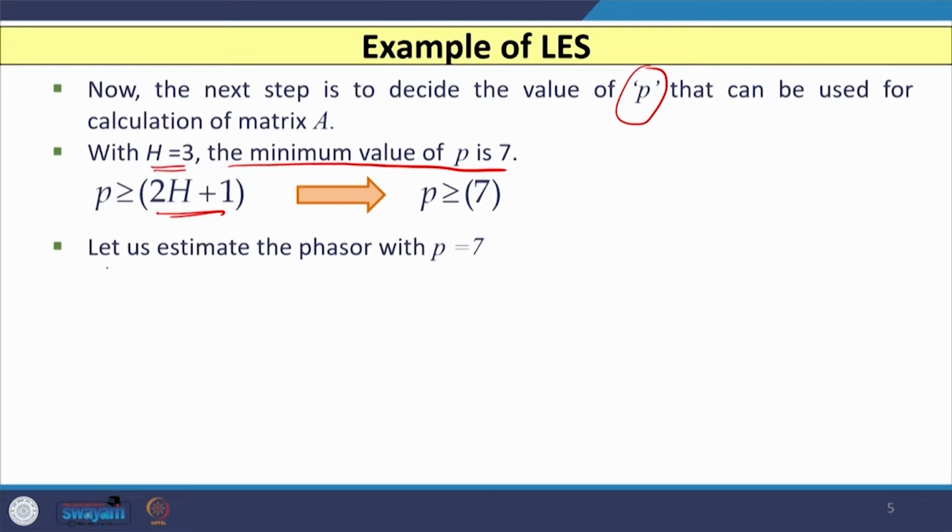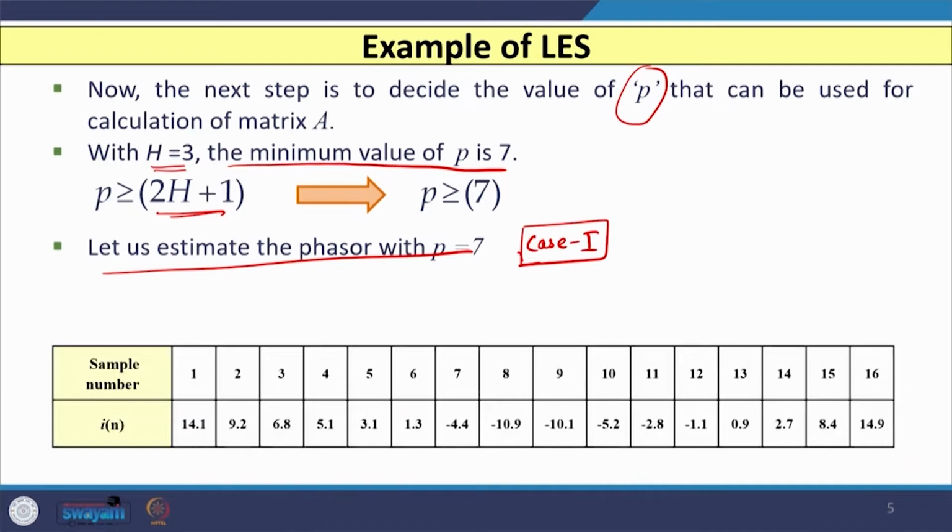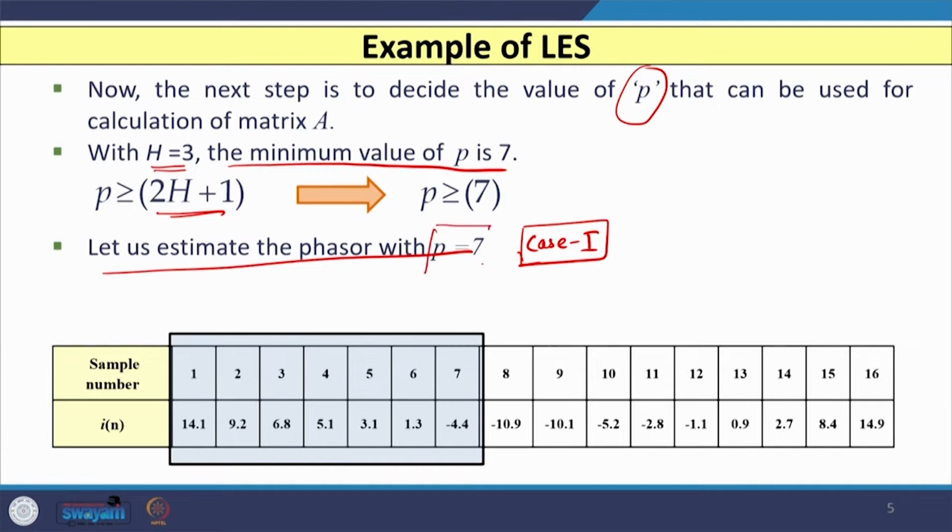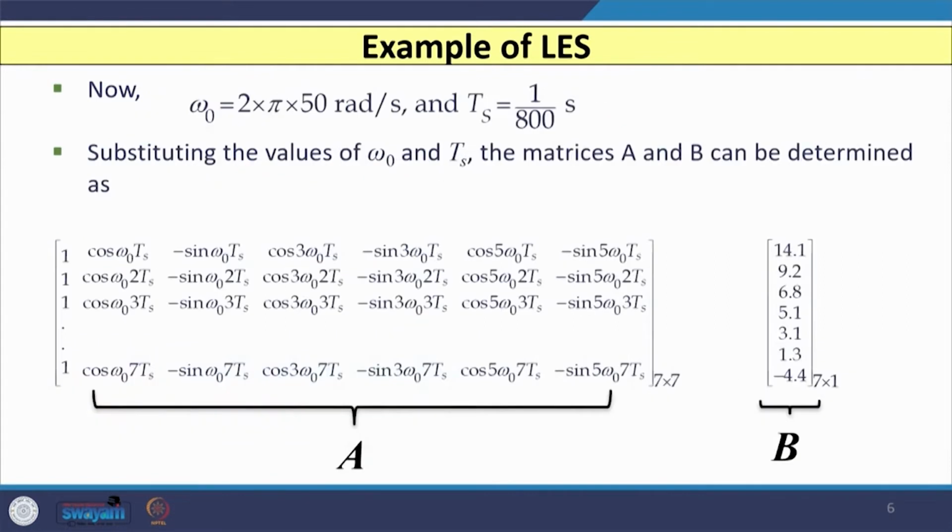Let us consider case number 1, in which we consider the value of P as 7, exactly the same as the number of unknowns. Here are the 16 samples, and when we consider P equal to 7, the window becomes like this. We need to consider sample number 1 to sample number 7, and use omega 0, that is 2 pi f0, where f0 is 50 hertz, and Ts, that is 1 upon 800.